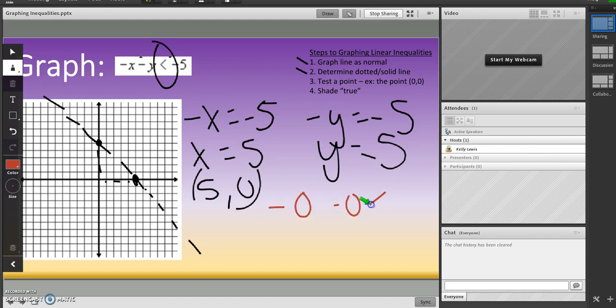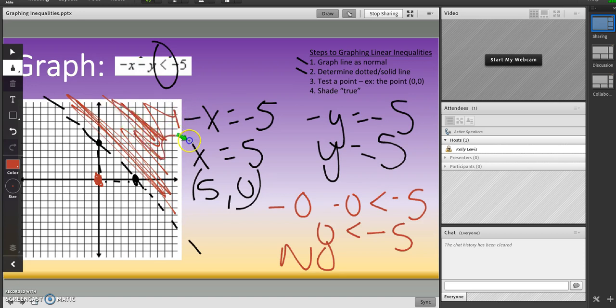0 minus 0 less than negative 5. Well, is 0 less than negative 5? 0 is actually greater than negative 5. 0 is right here, and so that's not true, because 0 is not less than negative 5. It's greater than. So I'm going to shade everything over here. So our answer for this is not the ordered pairs on the line, but anything in the shaded area. Let's do another one.